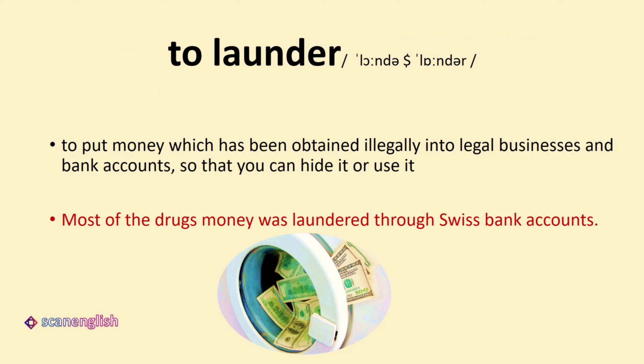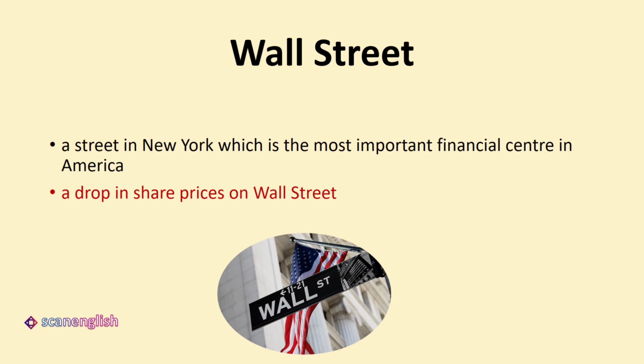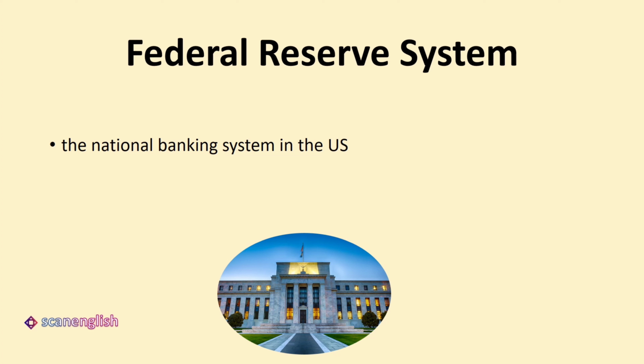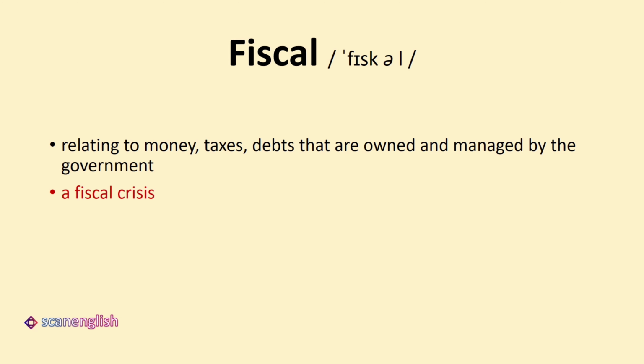To launder. To put money which has been obtained illegally into legal businesses and bank accounts, so that you can hide it or use it. Most of the drug money was laundered through Swiss bank accounts. Gross domestic product. Singular. If the GDP continues to shrink, it may result in a lot of unemployment. Wall Street. A street in New York which is the most important financial center in America. A drop in share prices on Wall Street. Federal Reserve System. The national banking system in the U.S. Fiscal. Relating to money, taxes, debts that are owned and managed by the government. A fiscal crisis.